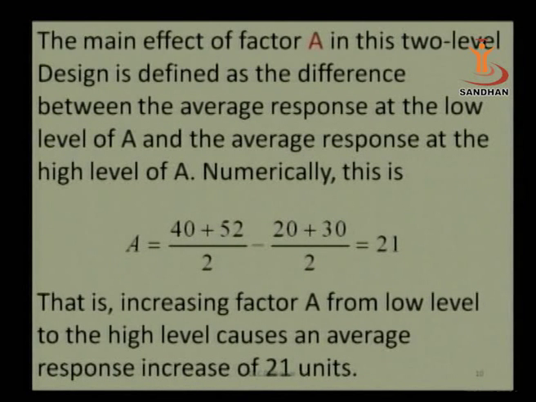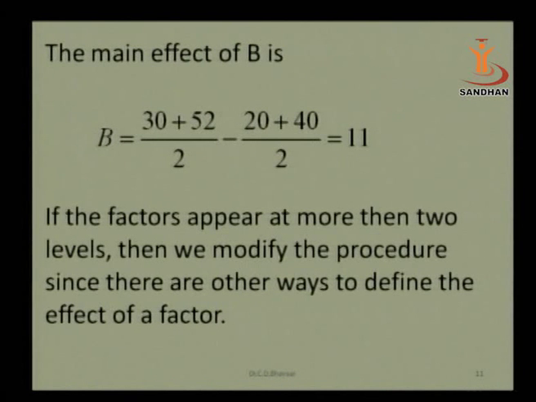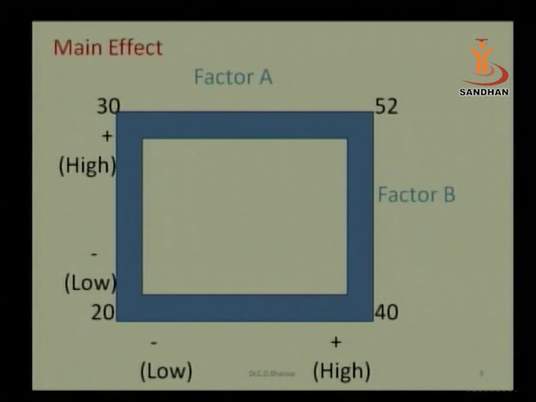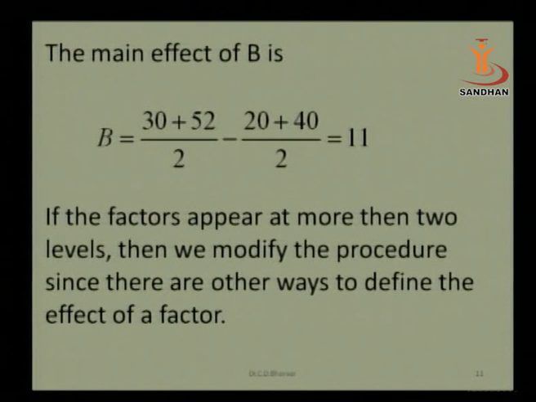That is, increasing factor A from low level to high level causes an average response increase of 21 units. Similarly, we can find the main effect of factor B. The main effect of factor B is (30 plus 52) at high level minus (20 plus 40), divided by 2, and this is how we get 11 units for the main effect of B. If the factors appear at more than 2 levels, then we modify the procedure, since there are other ways to define the effect of a factor. Thus we find the main effects.